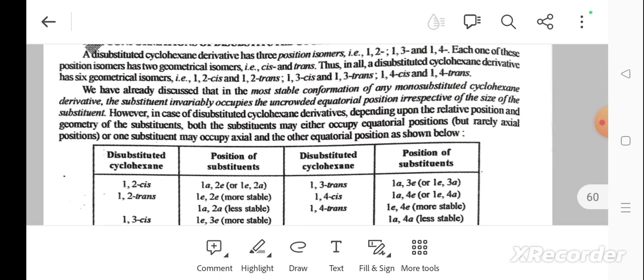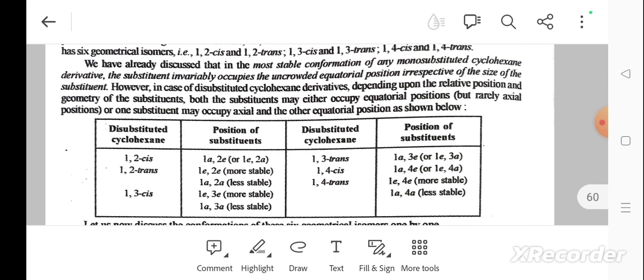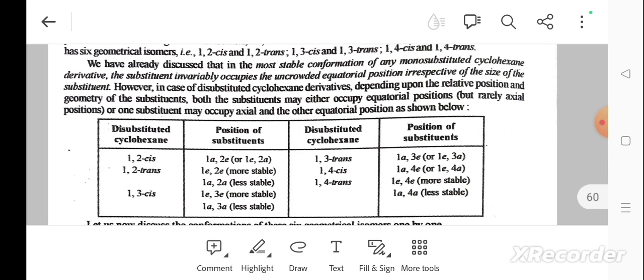We have already discussed that the most stable configuration of a mono-substituted cyclohexane derivative occurs with the substituent in the less crowded equatorial position, irrespective of the size of the substituent. However, in the case of disubstituted cyclohexane derivatives, depending upon the relative position and the geometry of the substituents, both substituents may occur in the equatorial position but rarely in the axial position.